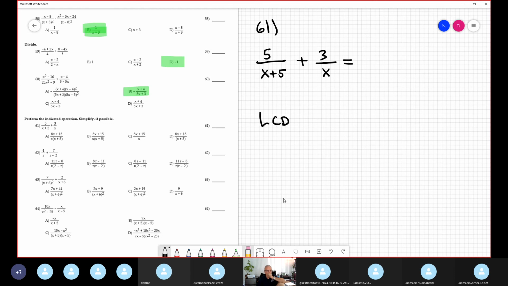And the rule, remember, is you need to take every factor, and only when something is repeated do you take the majority. But in this case, nothing is repeated. You take x plus 5 and x together. This is my least common denominator. One good habit, in my opinion, is to put the long line instead of separating two different fractions, and you copy here the LCD.